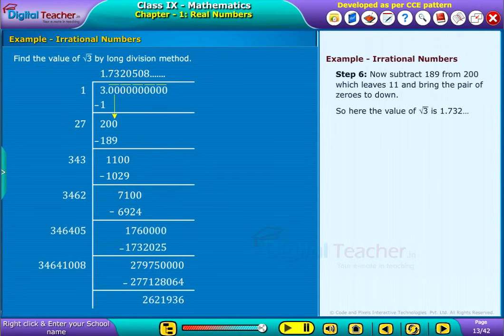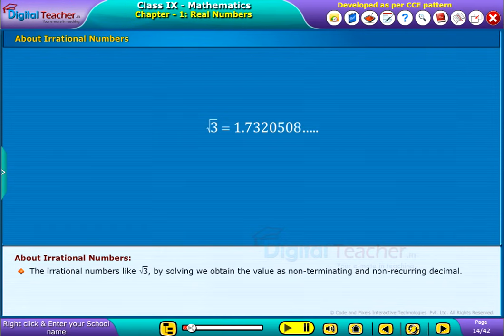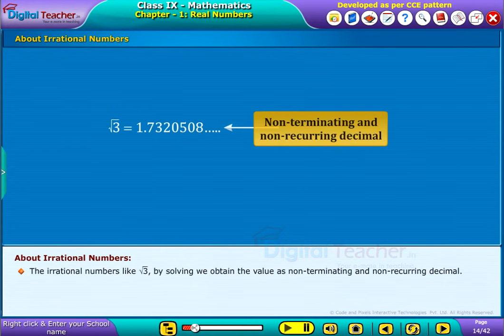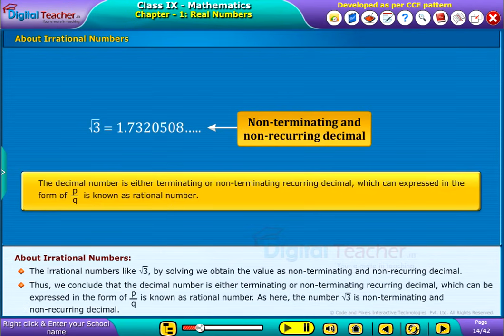So, here the value of root 3 is 1.732 and so on. Let us know in detail about irrational numbers. The irrational numbers like root 3, by solving we obtain the value as non-terminating and non-recurring decimal. Thus, we conclude that the decimal number which is either terminating or non-terminating recurring, which can be expressed in the form of p by q, is known as rational number.